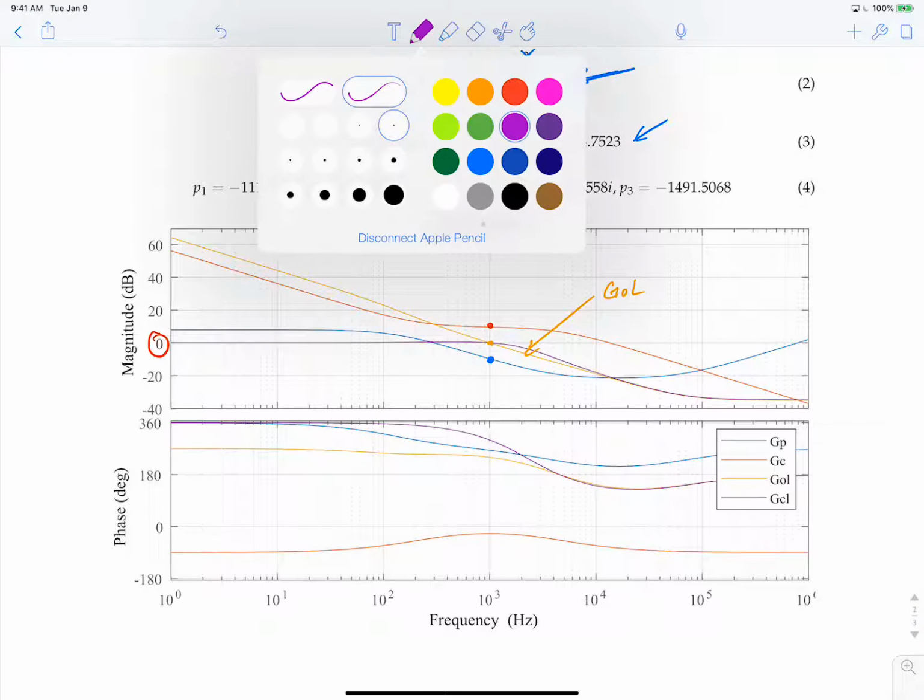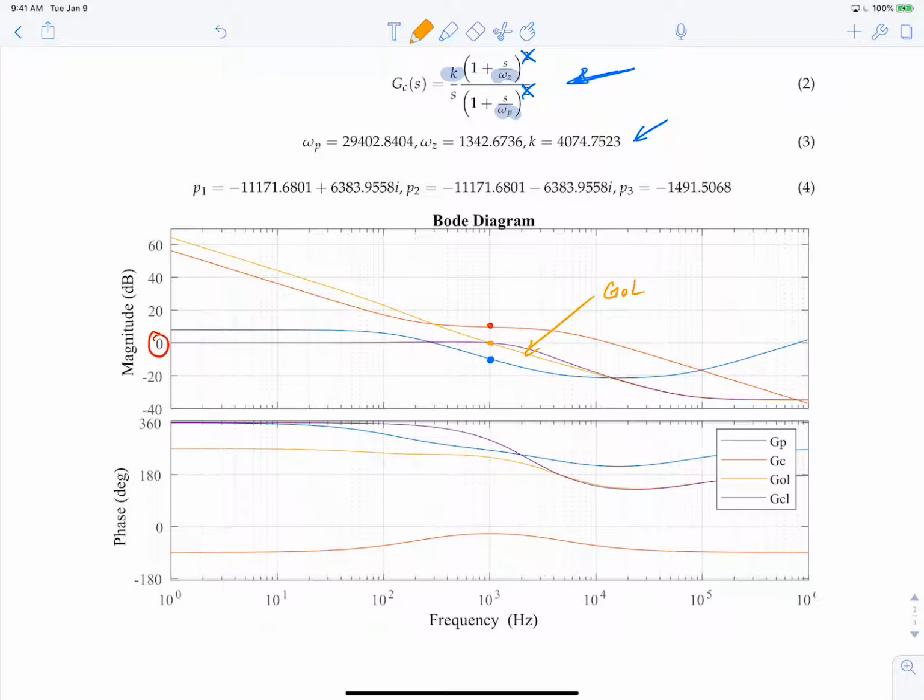In terms of phase margin, we can take a look at that. GOL, let's see how far we are away from minus 180 here at 1 kilohertz. It looks like we have this distance here, which is approximately 60 degrees, which is what we're looking for. Again, this isn't wrapped properly because of the way MATLAB output it, but is indeed 60 degrees away from minus 180, which is exactly what we'd like.